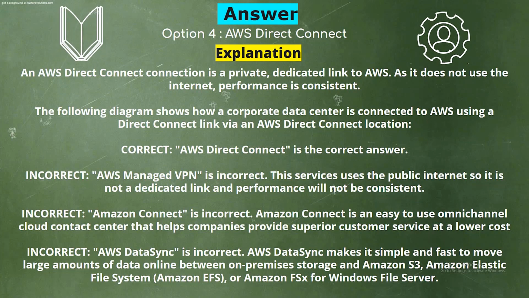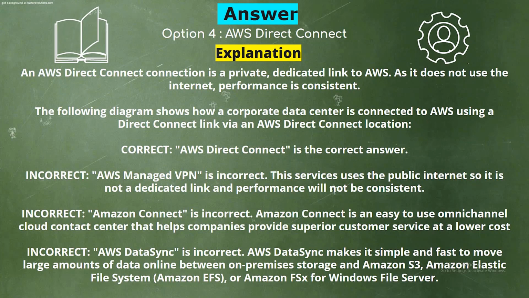Incorrect, AWS Managed VPN is incorrect. This service uses the public internet, so it is not a dedicated link and performance will not be consistent. Incorrect, Amazon Connect is incorrect. Amazon Connect is an easy-to-use omni-channel cloud contact center that helps companies provide superior customer service at a lower cost.